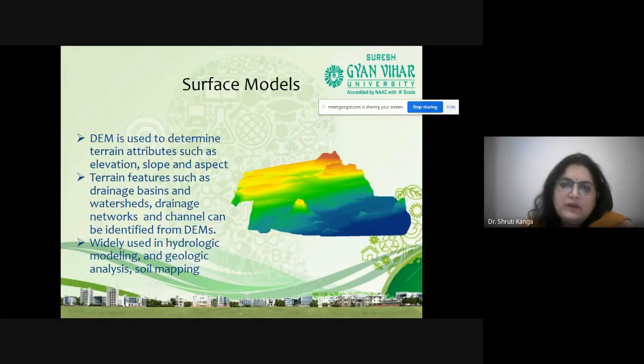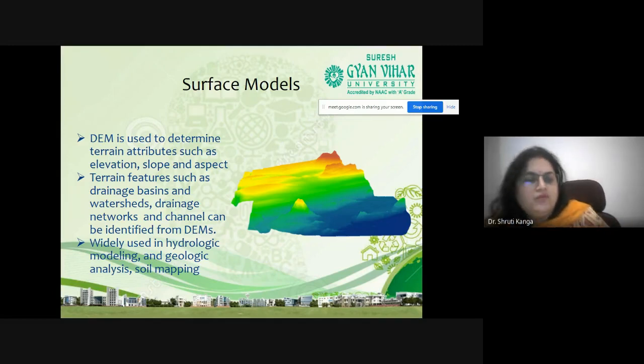Now you see these surface models, in case of DEMs, are used to determine the terrain attributes such as elevation, slope, and aspect. I have told you in the initial stage itself that we exclude these land use and land cover features. We only focus on the topographical properties of that particular area, which includes slope, aspect, elevation, hill shade, wind shade, etc. In case of digital elevation models, the terrain features such as drainage basin and watershed, drainage networks, channels can be identified from the DEMs. So the topographical properties related to the different drainage densities, different watersheds, different drainage networks, and different drainage channels in the areas can be identified from these DEMs.